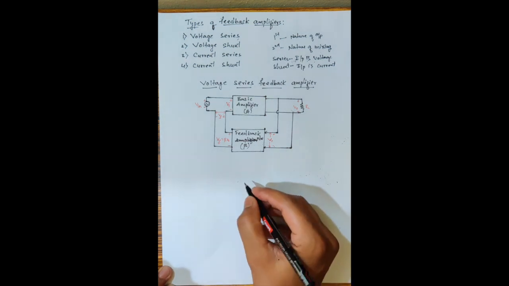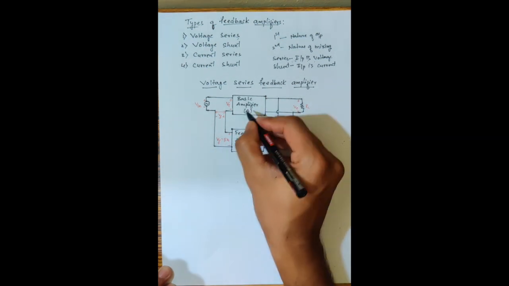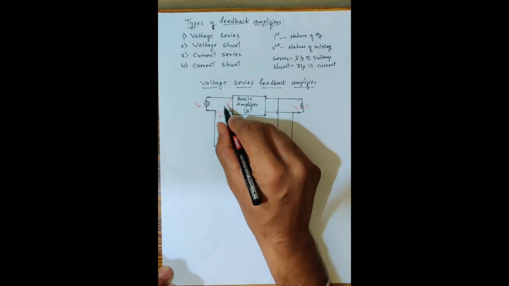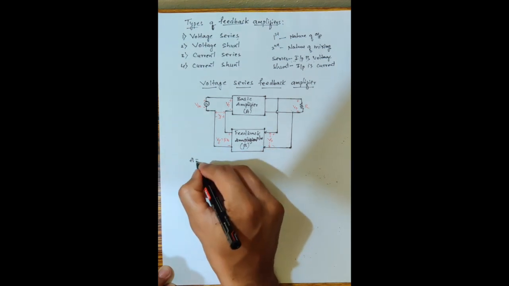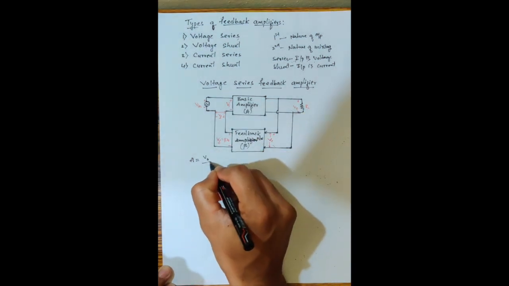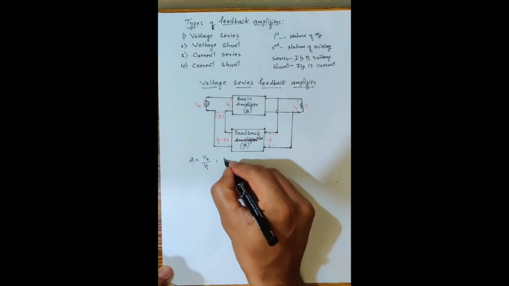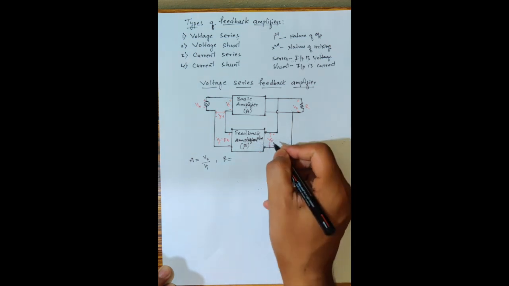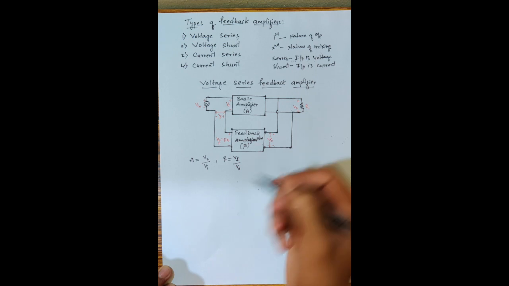Now we will see how to calculate the total gain of this voltage series feedback amplifier. First we will take the gain of the basic amplifier. We know how to take the gain, that is output by input. Since it is a voltage series, we will take it in terms of voltage. Gain of the basic amplifier A is equal to output V output by input Vi. And the gain of the feedback network beta: input for the feedback network is V output, output is Vf, that is Vf by V output, output by input.